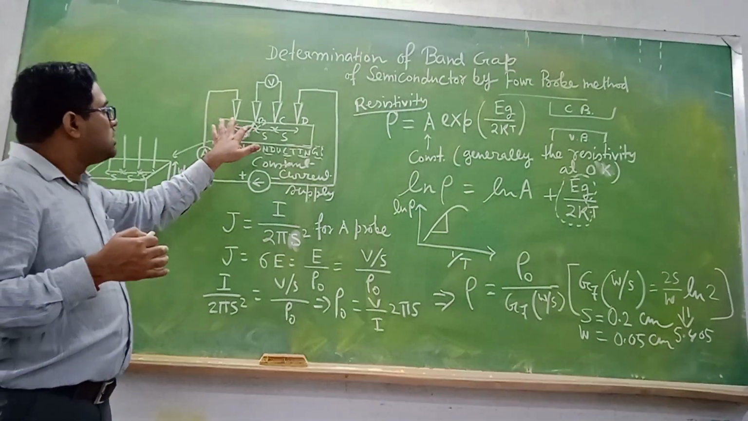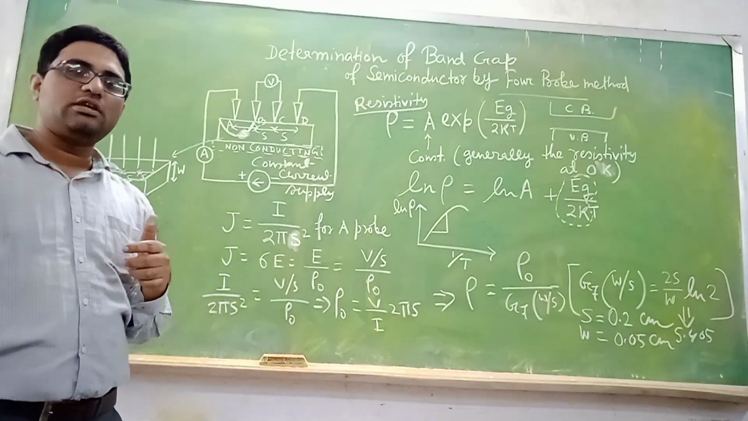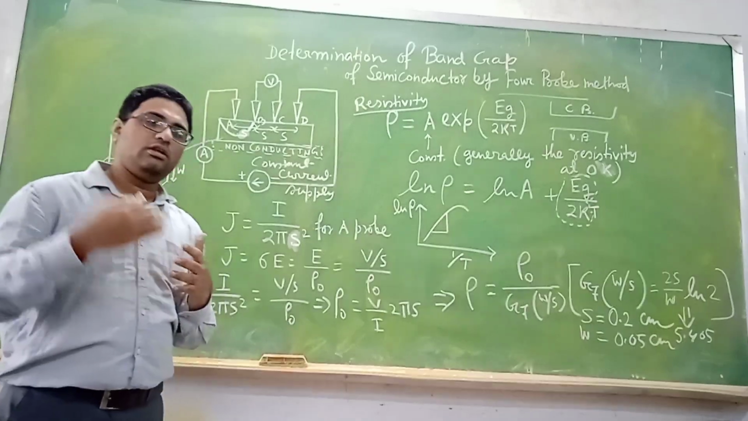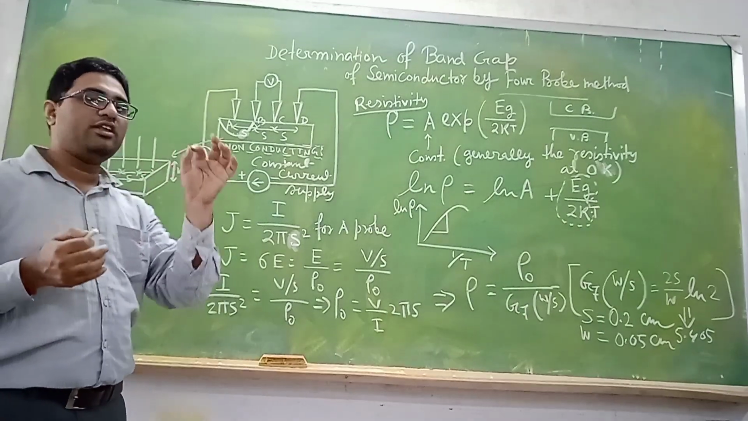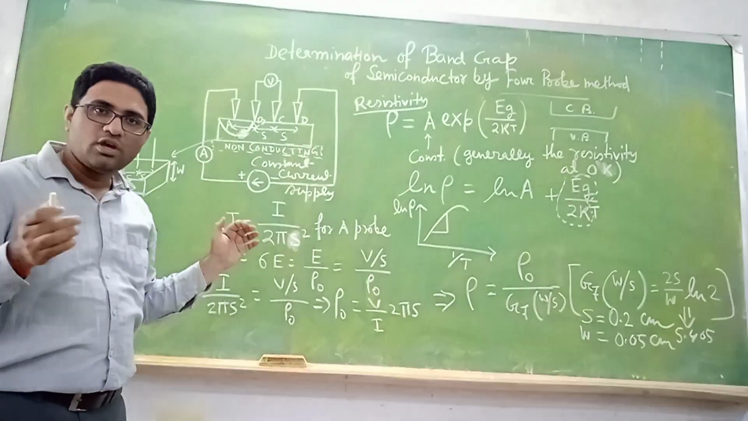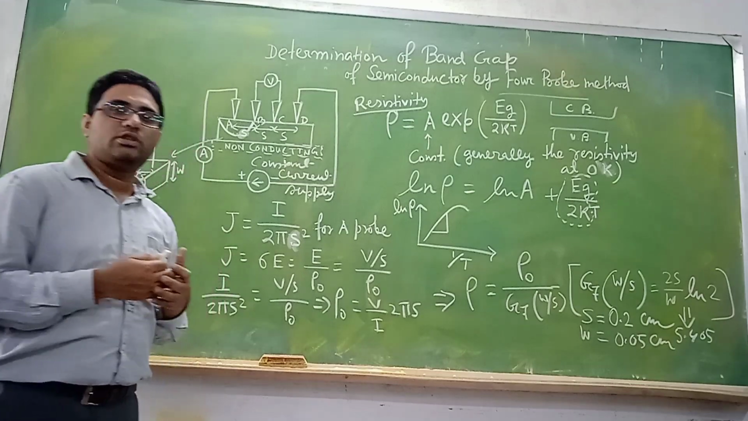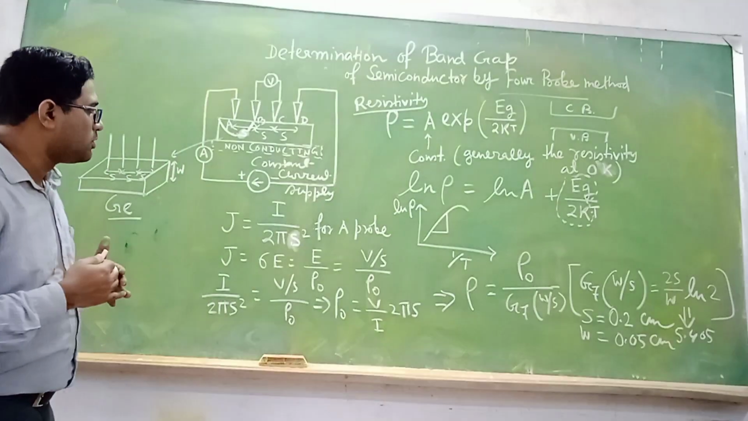Okay, also here you can see the contact point is very sharp. You can see, when I show the probes in the demo, they are very sharp. So the contact resistance here is also very low. So these are the advantages of the 4 probe method with respect to the 2 probe method.